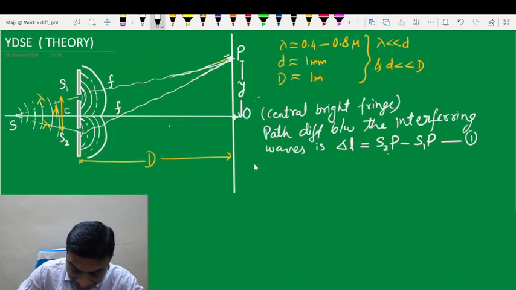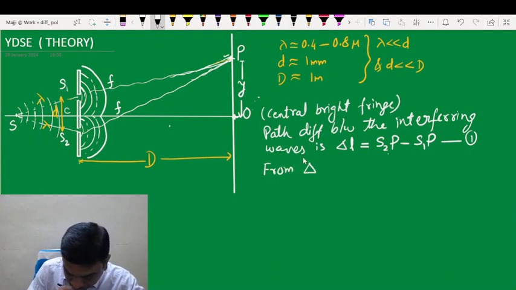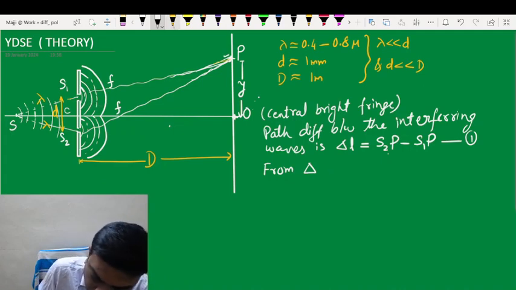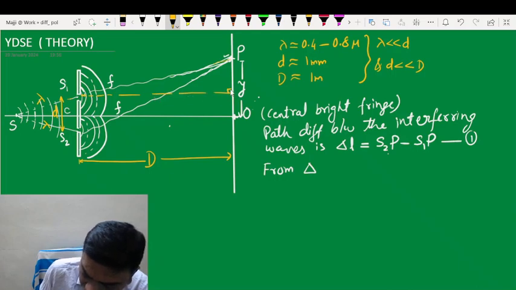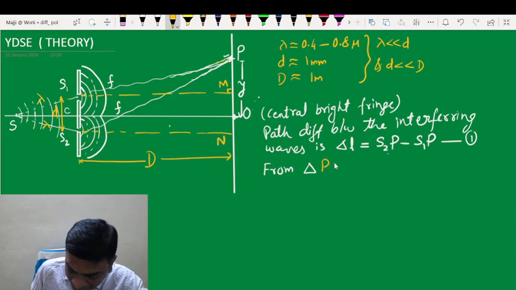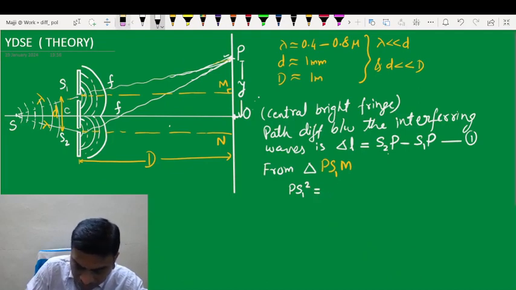Now you see, from the triangle, I'll drop two perpendiculars, okay? One perpendicular from S1 onto the screen, I'll name it as M, and another perpendicular from S2 onto the screen, I'll name it as N. So from triangle PS1M, you can see PS1M, this triangle. Immediately we can write that hypotenuse square, I'll write it as S1P whole square. It's one and the same, of course.